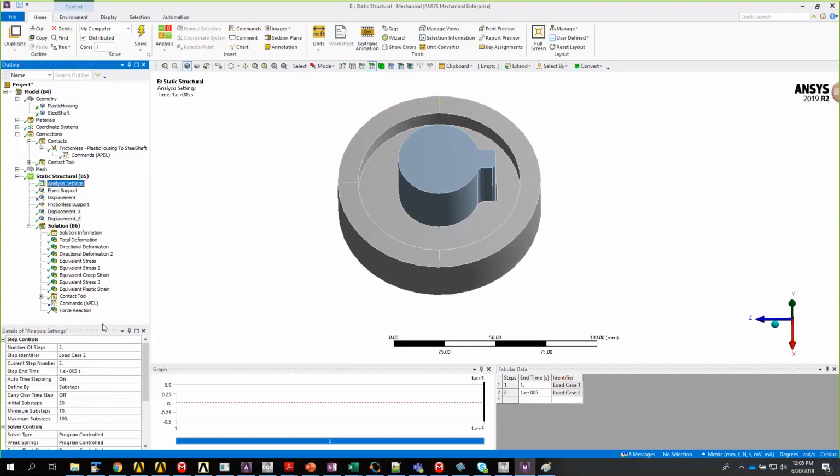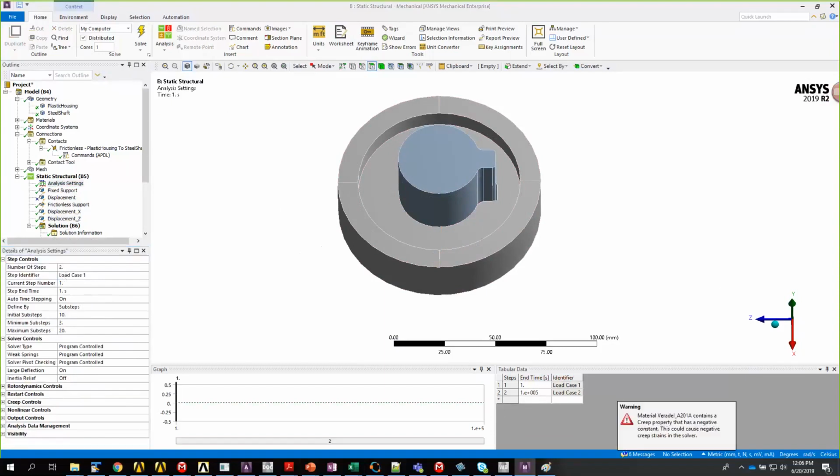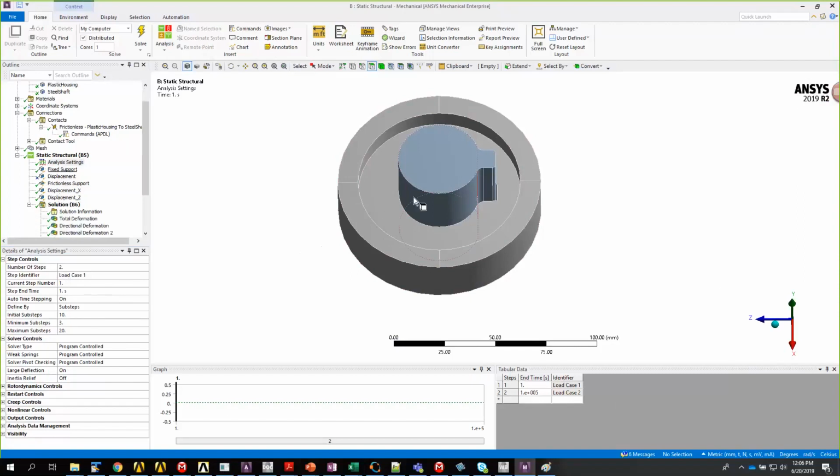Coming to the analysis settings, we need to solve this in two steps. The first step is to establish the initial stress state for the creep. For the creep to happen, there should be a certain amount of initial stress in the material. So we need to establish that. In the first load step, it is just solved for a small time. There is no other external load applied. Only the interference is what we are trying to study: how the interference is going to get loosened over time.